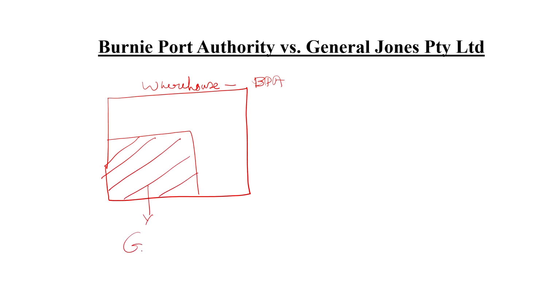And in that warehouse, General Jones had a huge cold storage. This warehouse belonged to BPA, Brunei Port Authority. And inside this warehouse, one portion was occupied, where a cold storage was there, by General Jones for storing vegetables. It was in the vegetables business.